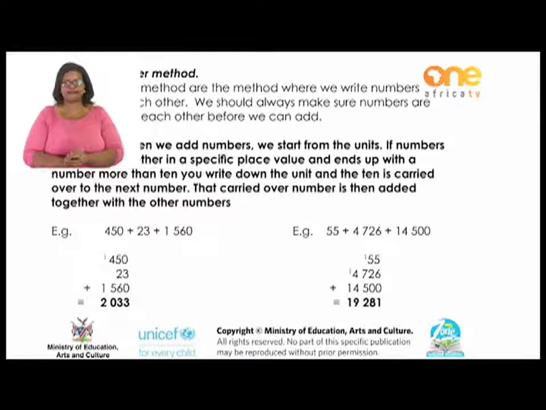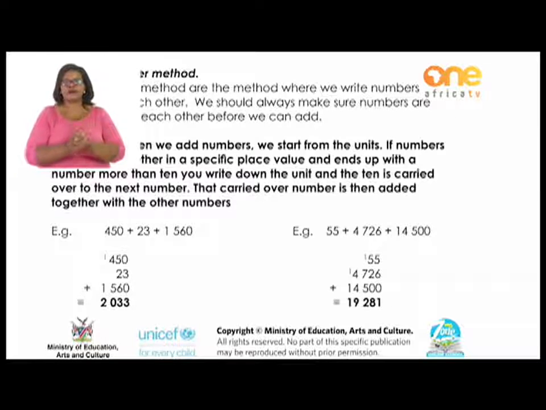55 plus 4,726 plus 14,500. We need to write our numbers neatly underneath each other.